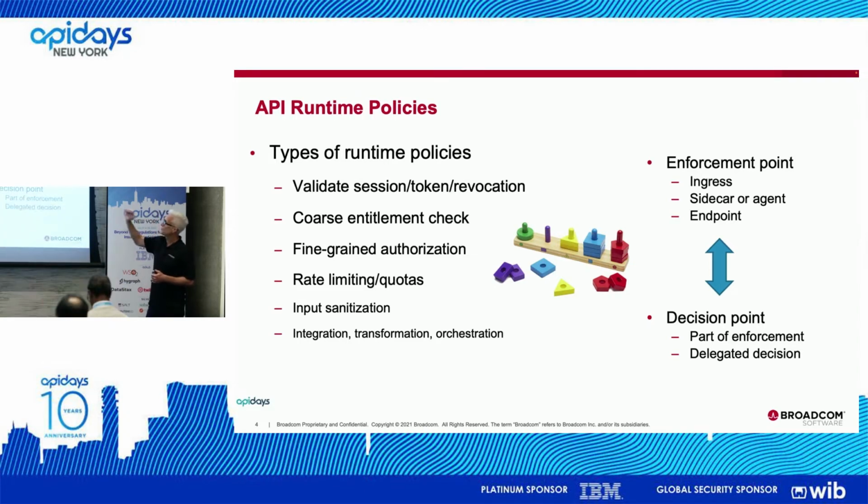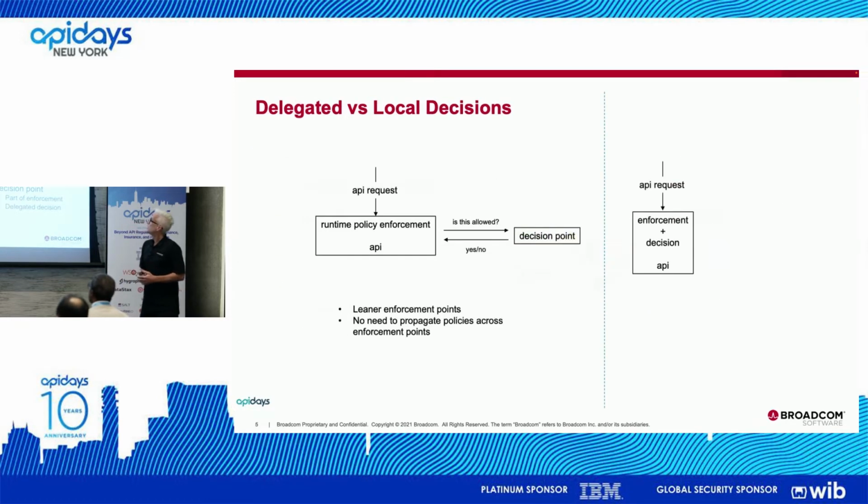For each of these things, you need to enforce these rules, these policies. And that gets done very often, especially in our case, at ingress, or in a sidecar or an agent, or maybe the endpoint itself is responsible for some of these things. But the enforcement and decision can actually be decoupled. So, delegated versus local decision.